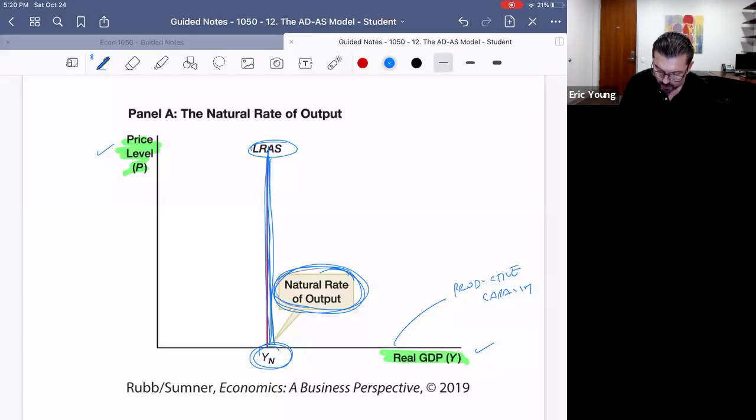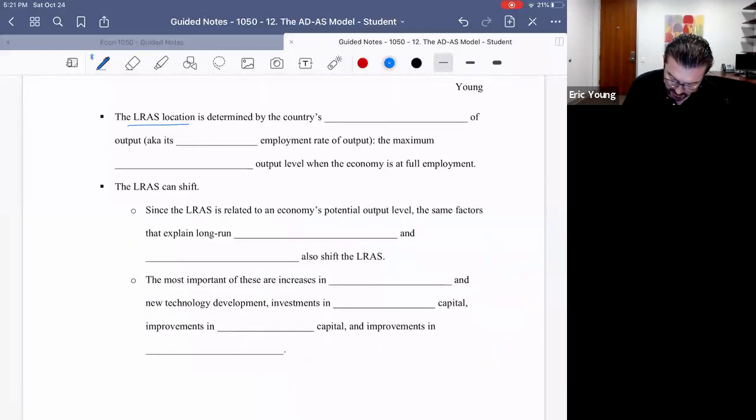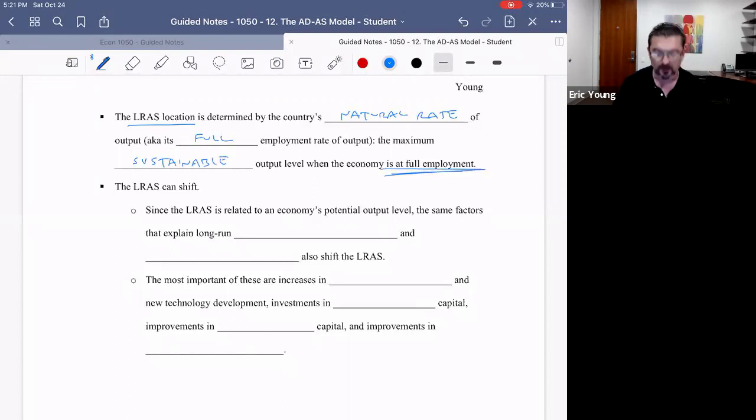So the economy's natural rate of output, which is the maximum sustainable amount of output that an economy can make at its full employment rate, AKA its natural rate of unemployment, that natural rate of output also corresponds to the location of that vertical LRAS curve. Okay, let's summarize that. The LRAS location is determined by the country's natural rate of output, AKA its full employment rate of output, which we defined before as the maximum sustainable output level when the economy is at full employment.